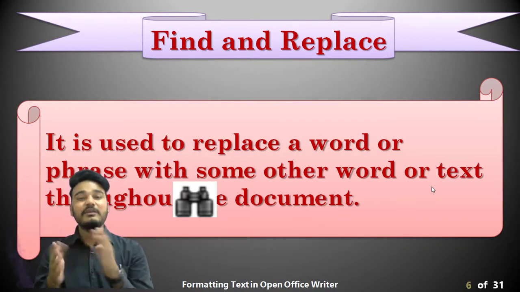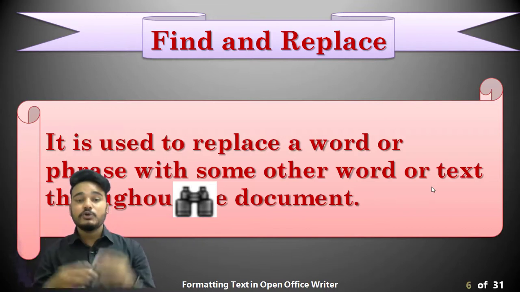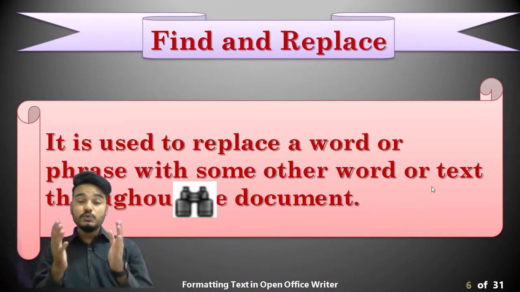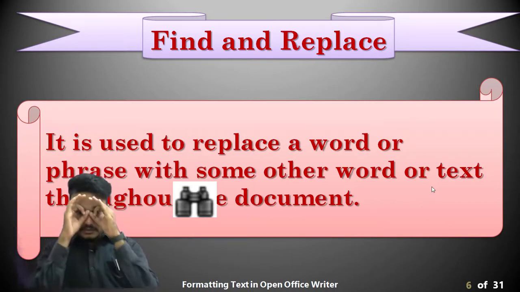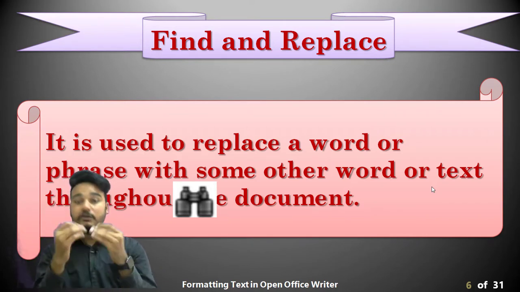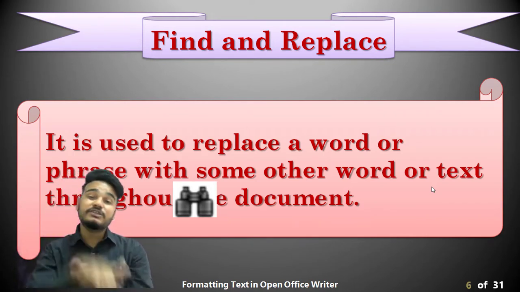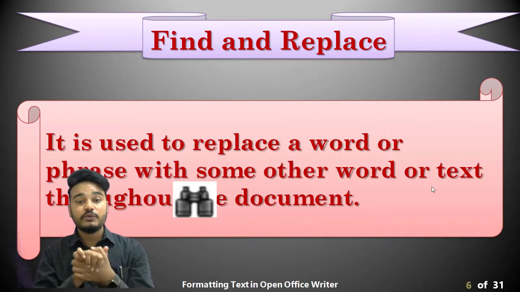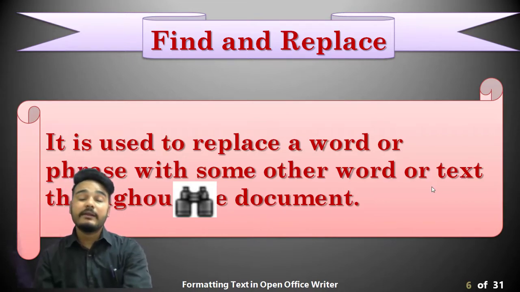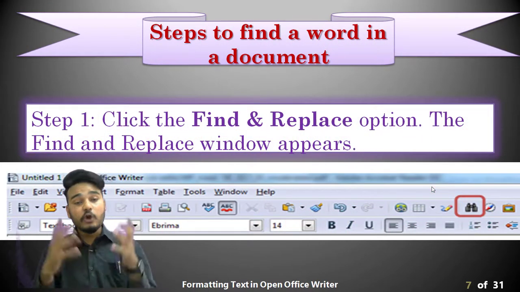This is just an example. We are talking about text. So this is used to find that particular word or a sentence and replace it with something else. And for that we have an option that is called find and replace option. And where is that option found?